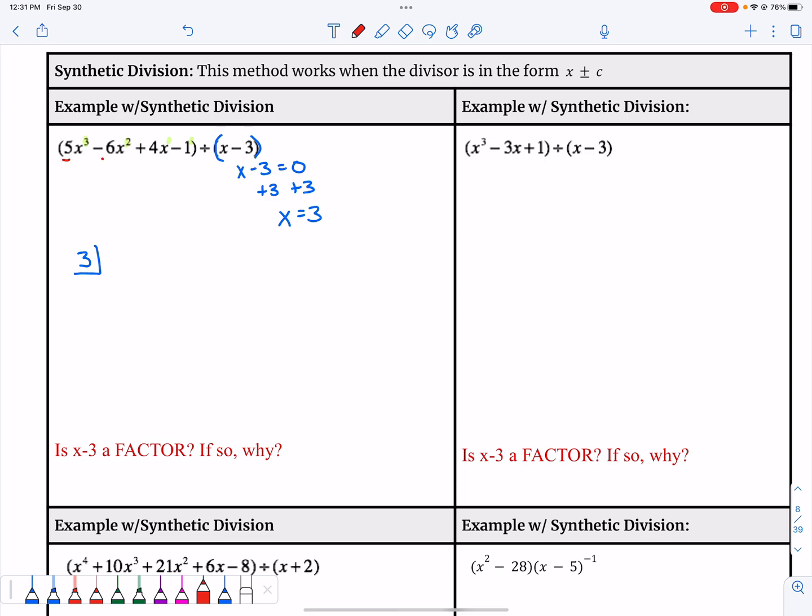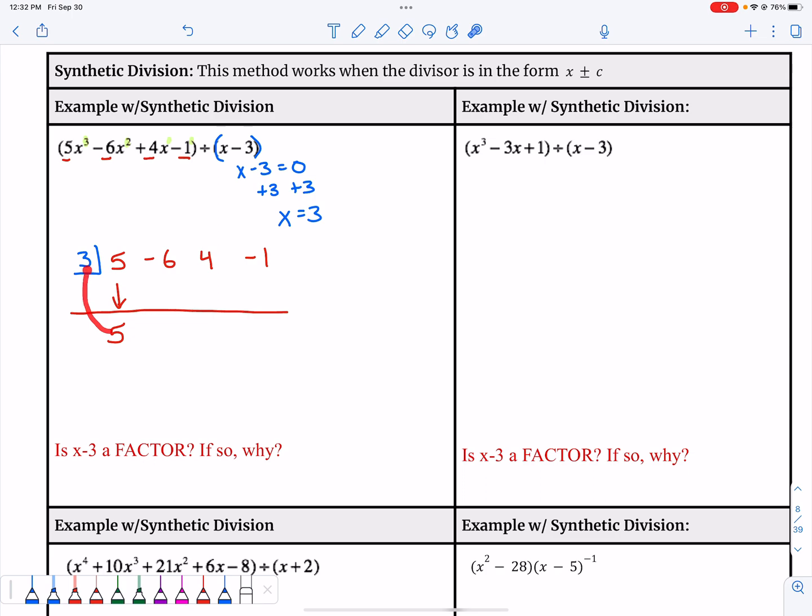Then you bring down 5, -6, 4, and -1. So 5, -6, 4, and -1. Leave room for a row of numbers. Don't draw that squiggly line, but just leave room there and draw a line down a little bit lower. You always want to drop down the first number, no matter what that is, to start off. So that would be 5 for this one.